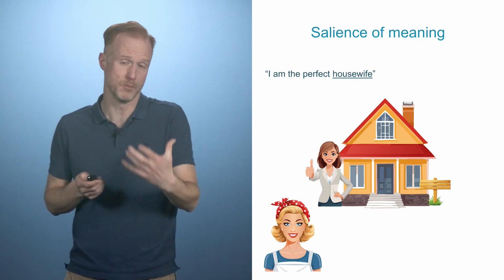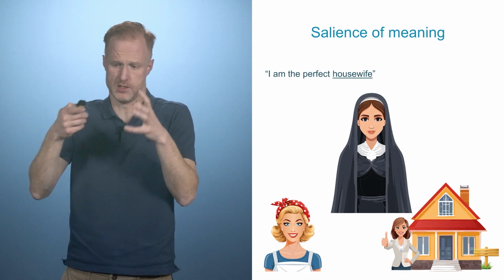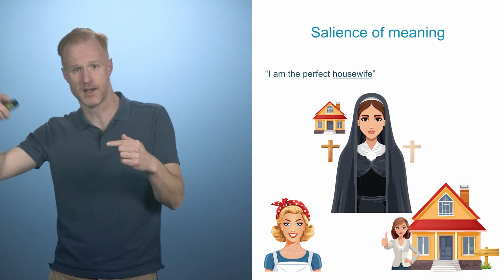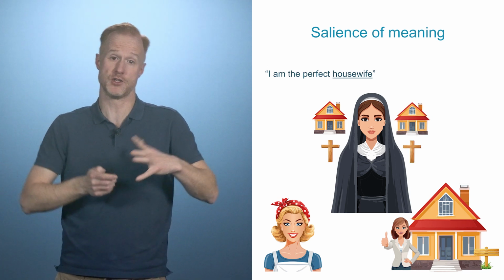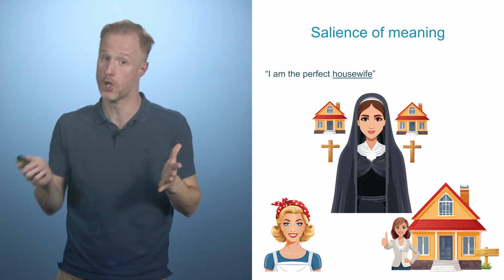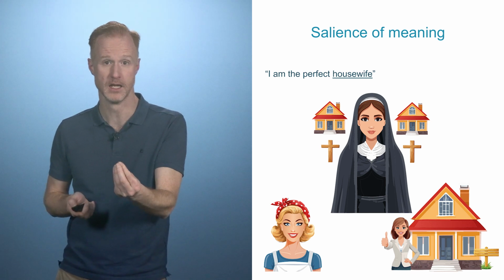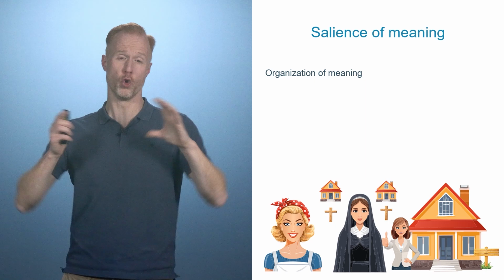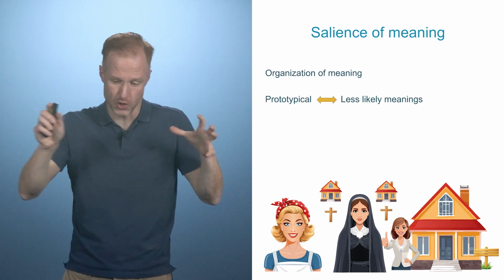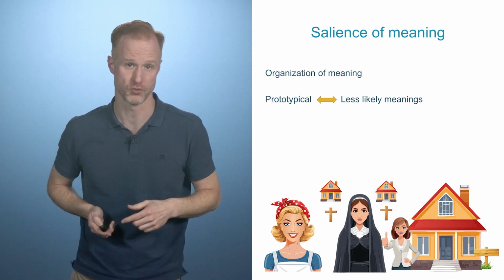It could also be someone who is a widow for a few times in a row. So she's a widow, she inherits the house, marries someone else, the man dies and she inherits another house, etc. And she can say, I'm the perfect housewife. I have a lot of houses. It's a possible but unlikely use of the word housewife, a very local, specific meaning. So this is the way meaning is organized. You have a very prototypical meaning, but also a set of less likely meanings, and you can play around with that to create humor and creativity.